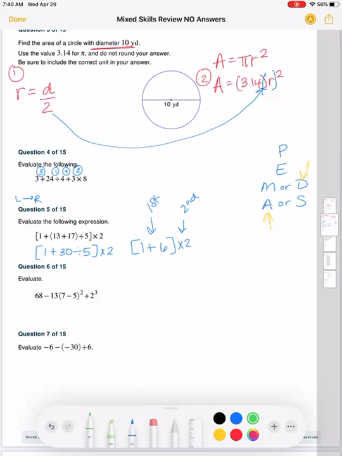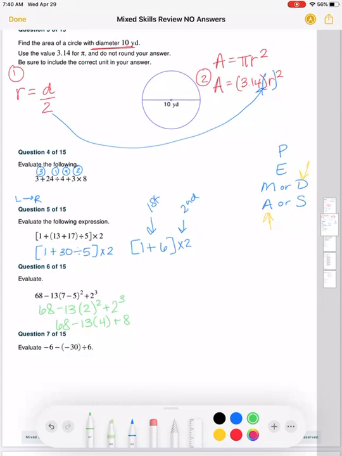Let's work number 6 all the way through. Number 6 says 68 minus 13 times the quantity of 7 minus 2 squared plus 2 cubed. Just like always, we're going to start in parentheses first. So 68 minus 13, 7 minus 5 is 2 squared plus 2 cubed. Then we need to move to our exponents. So we get 68 minus 13 times 4 plus 8. Okay, got to deal with multiplication next.